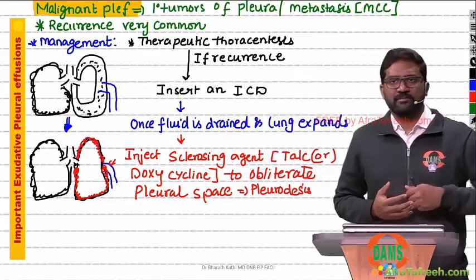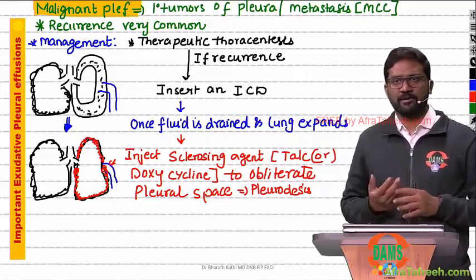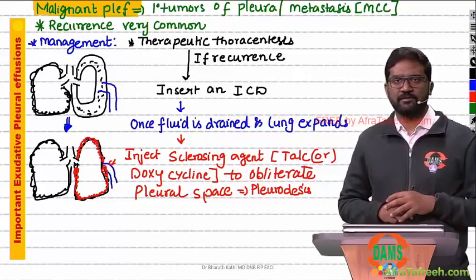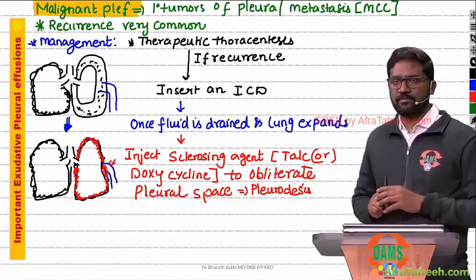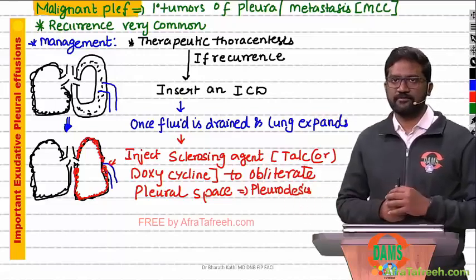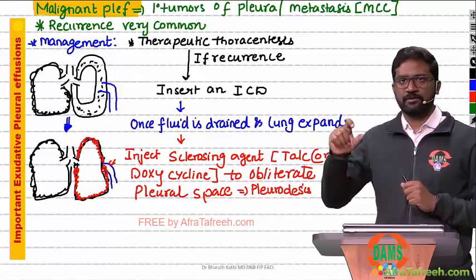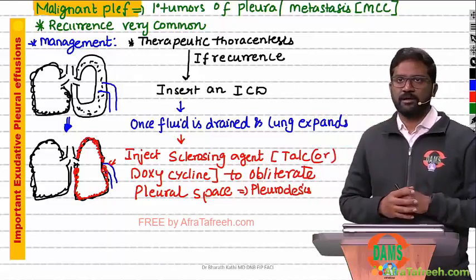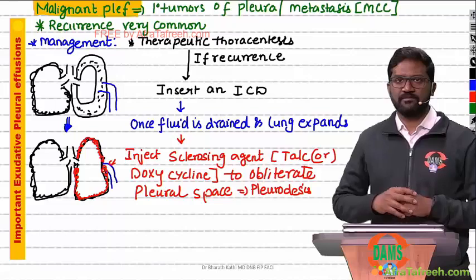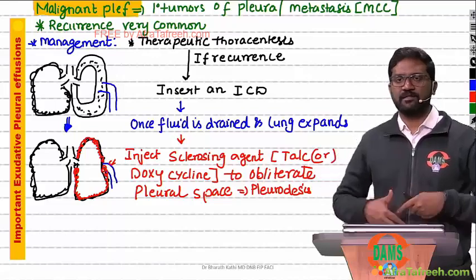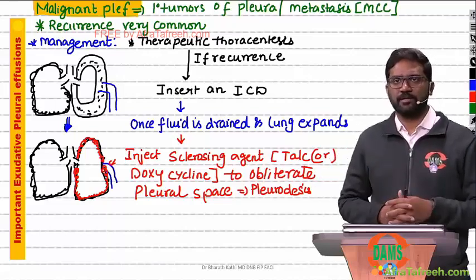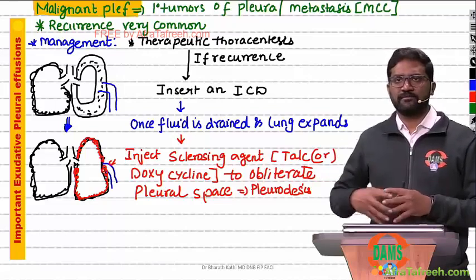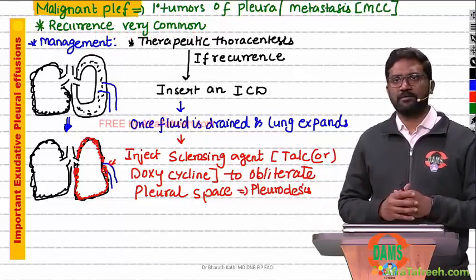Initially there will be some problem with lung mechanics, but eventually the body will adjust. Now what are the practical problems with this method? First of all, the ICD you put is a big tube, and especially in pain sensitive patients, as long as the ICD is inside, they will be complaining of pain. And moreover, not all patients' fluid will come out in 2 or 3 days.